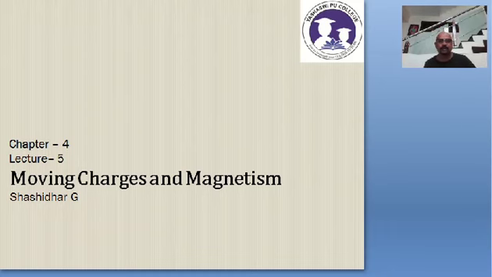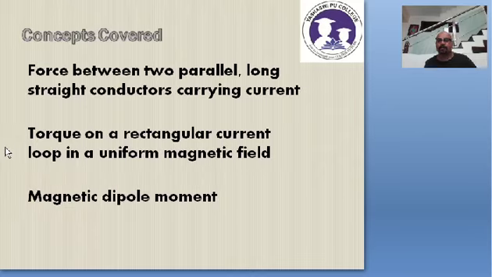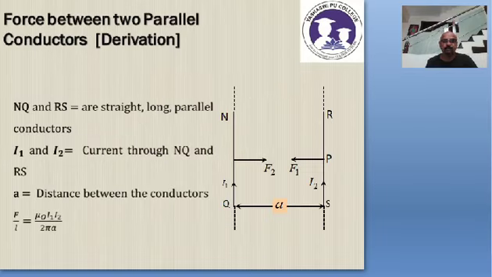In this lecture we will learn about the force between two parallel long straight conductors carrying current. This derivation is quite important. Also we will learn about the torque on a current loop in a uniform magnetic field, and about the magnetic dipole moment. Now coming to the force between two parallel long conductors carrying current.